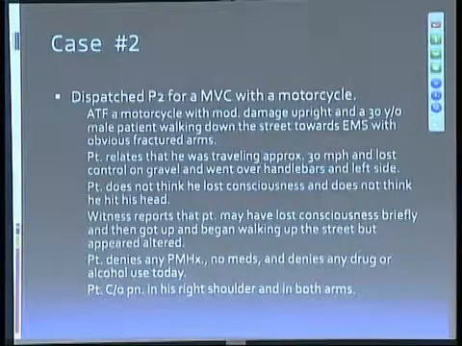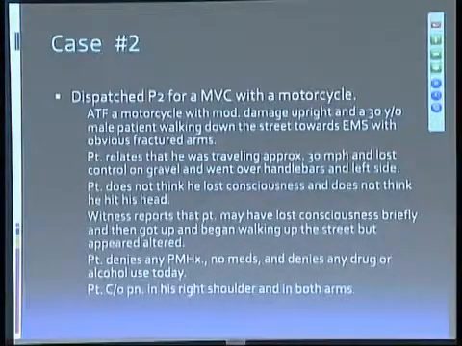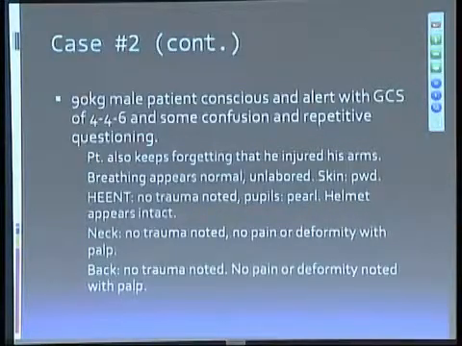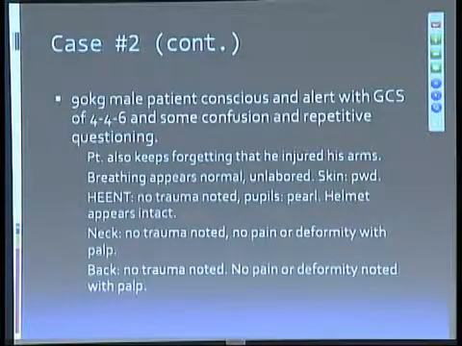Denies past medical history, no meds. Denies any drug or alcohol use today. Chest pain in right shoulder, both arms. Alert, GCS of 4-4-6. Some confusion and repetitive questioning. Also keeps forgetting he injured his arms. He keeps going like this. Over here, I don't know.